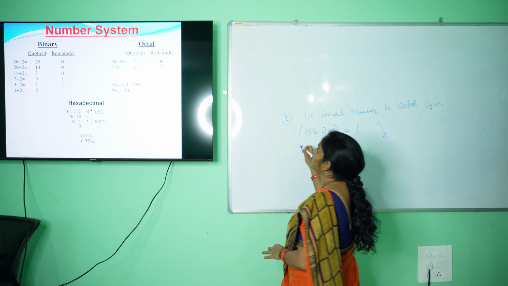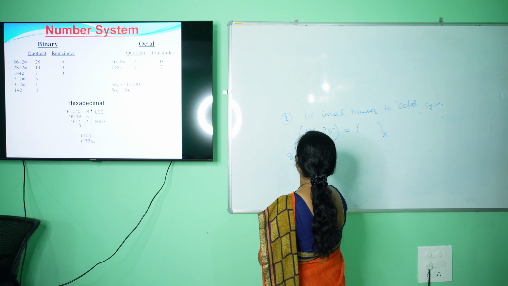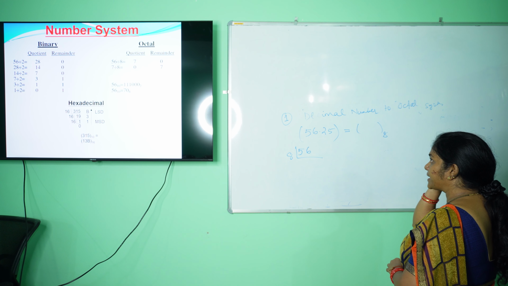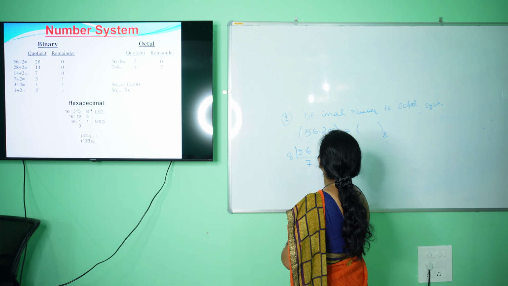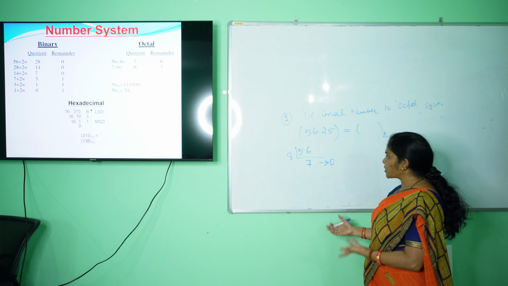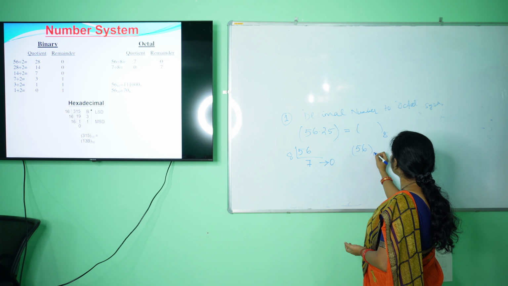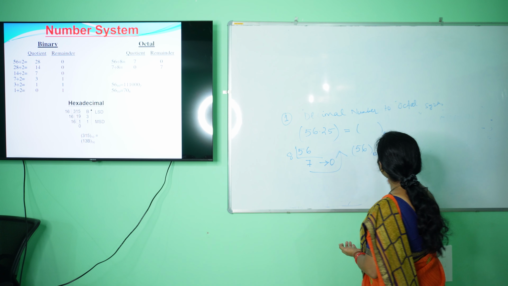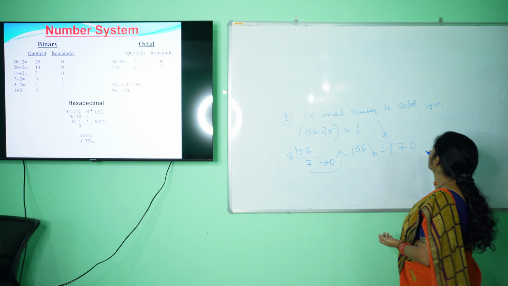If you want to check, I am checking 56 divided by 8. So what is the answer for 56 divided by 8? It is 7, then the remainder is coming as 0. So no more division is possible. So for 56 decimal, your octal will be, by the same principle, bottom to top, 7 and 0. And 7 is an octal digit, no doubt.